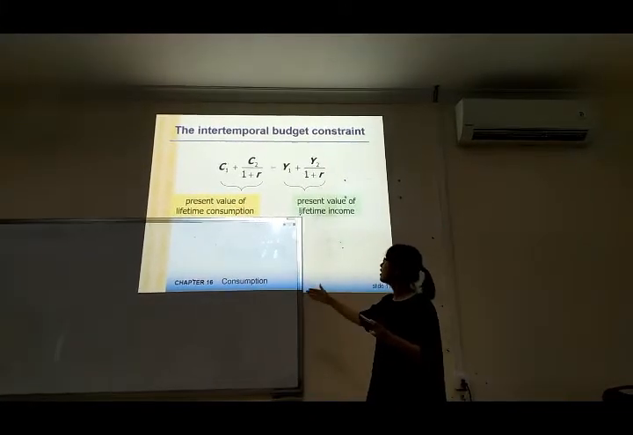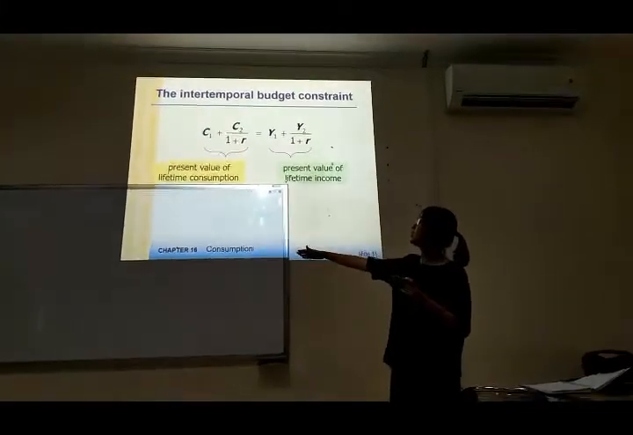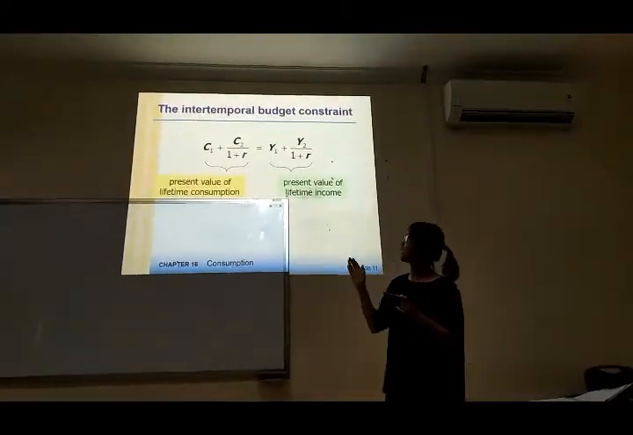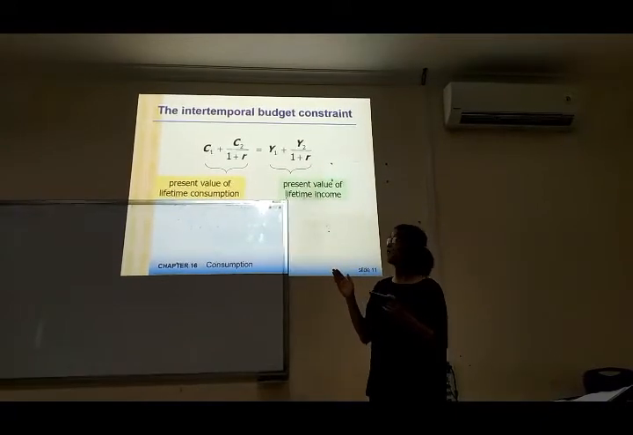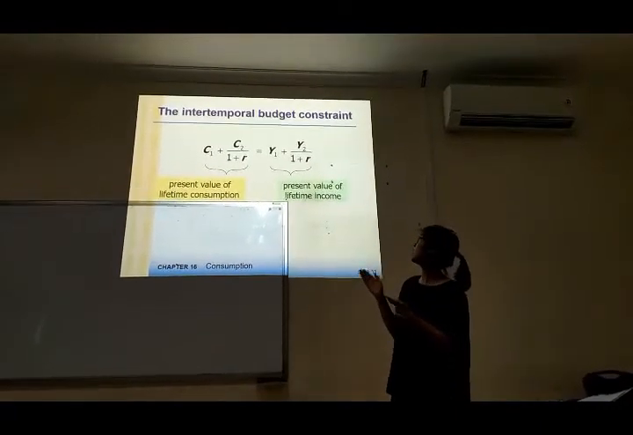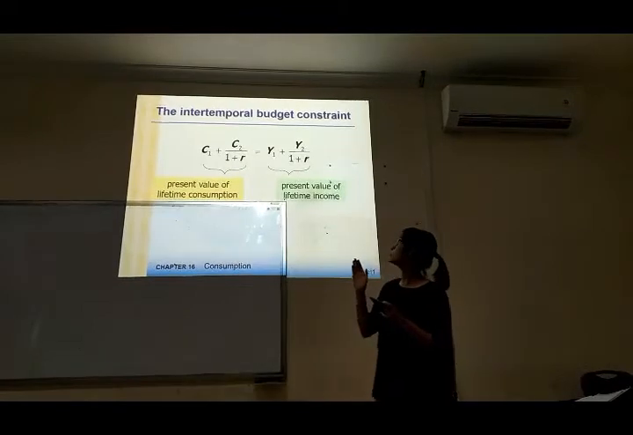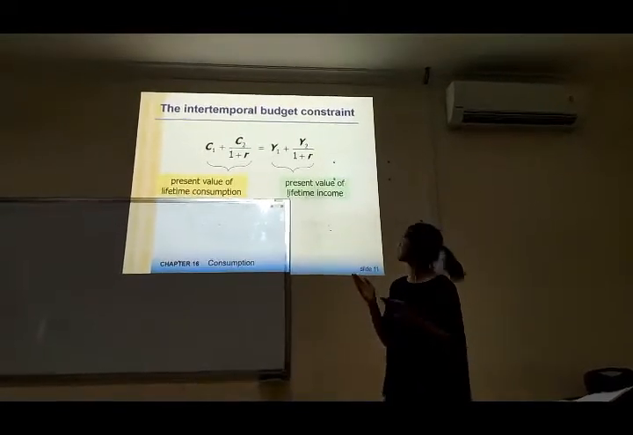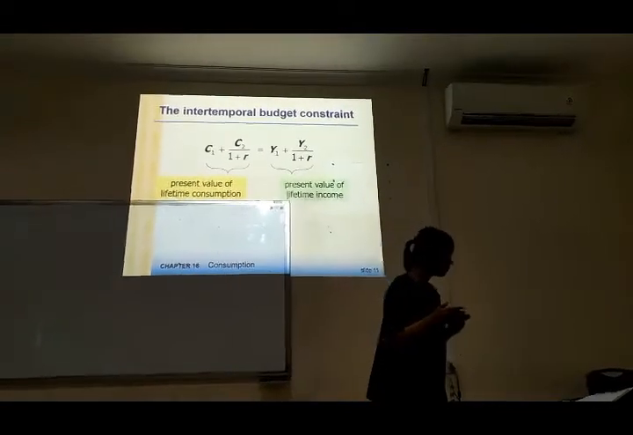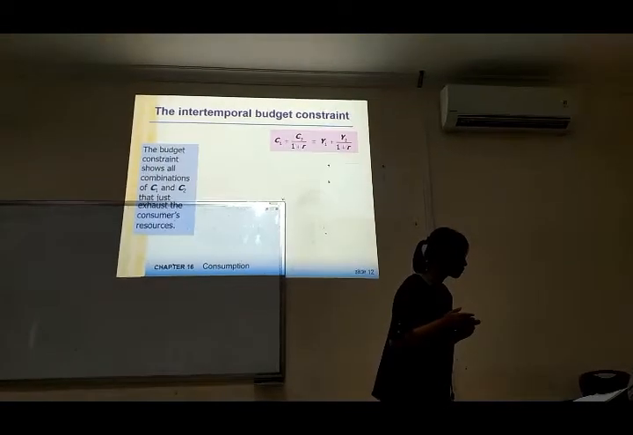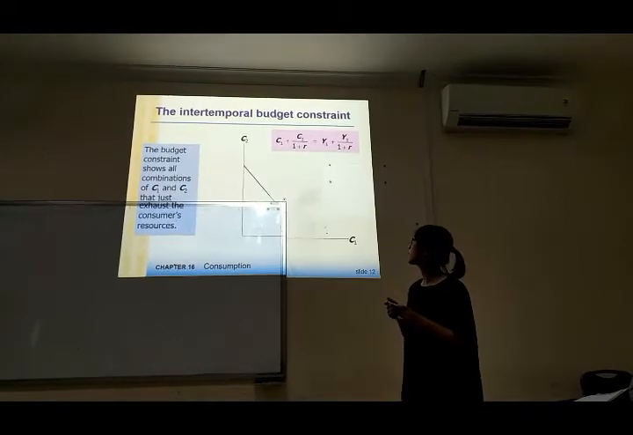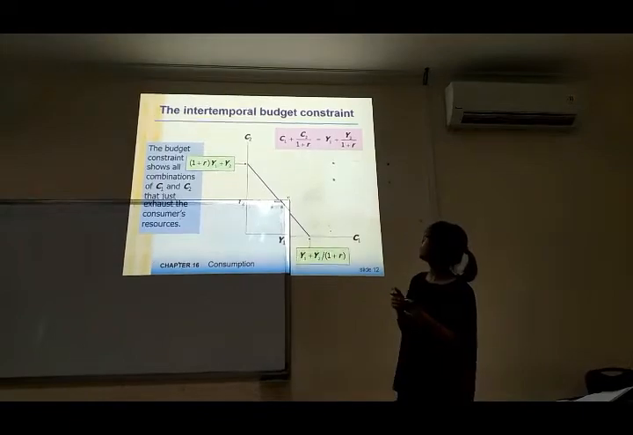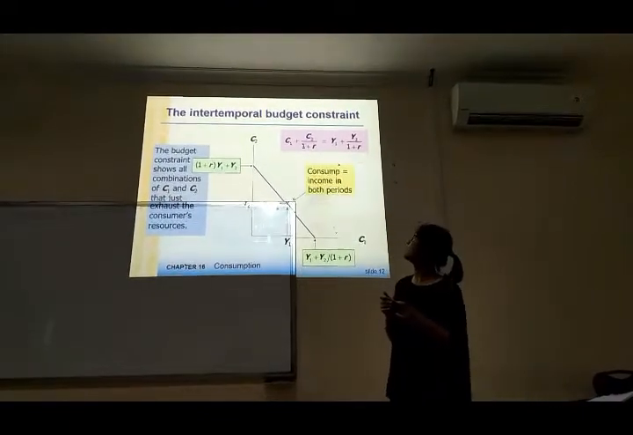And C1 plus C2 divided by 1 plus R is presented as total consumption, equal to Y1 plus Y2 divided by 1 plus R, and that is the total of lifetime income. That is a proof of the intertemporal budget constraint.